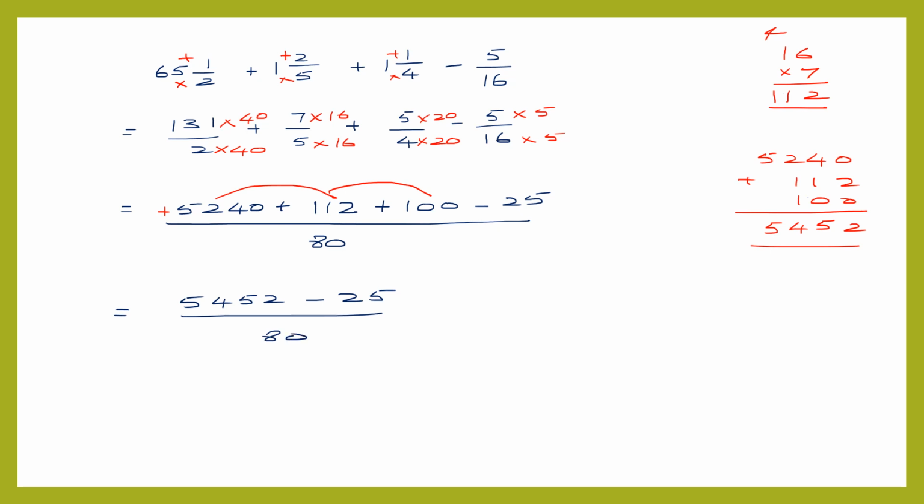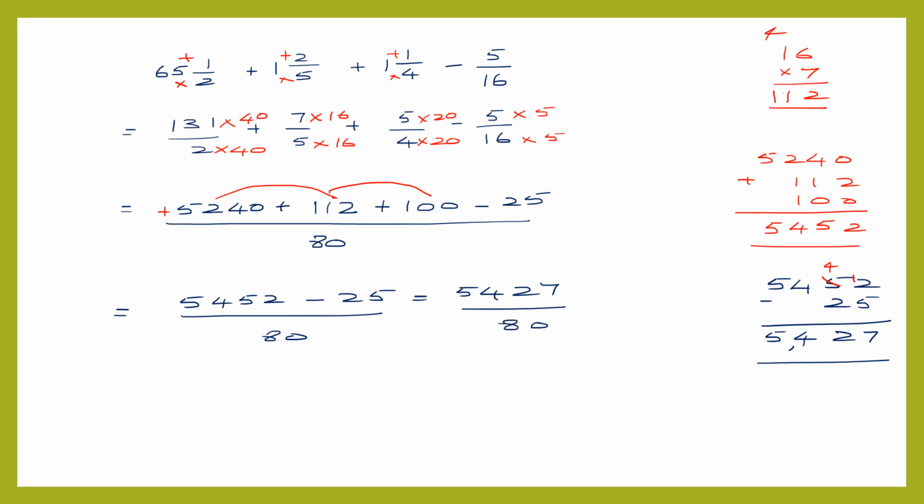So let's subtract 5452 minus 25. So this becomes 4 and this is 12. 12 minus 5 is 7. 4 minus 2 is 2. 4, 5. So here what do we have? 5427. So let's write that: 5427 and our denominator is 80.